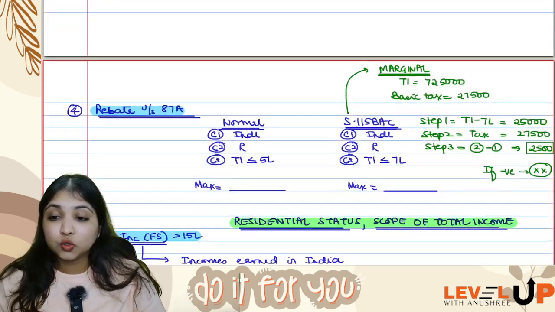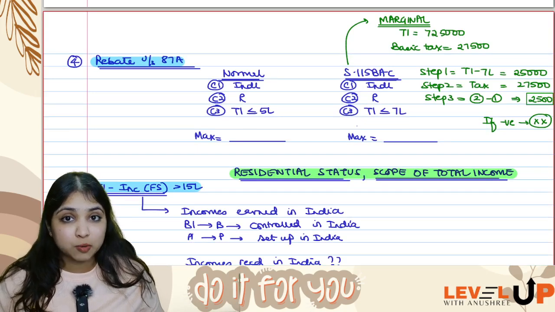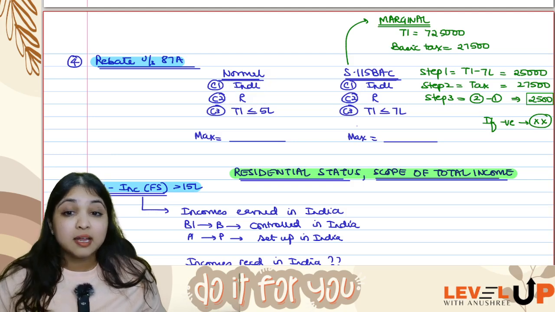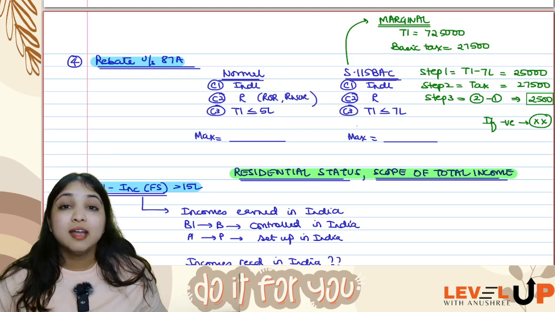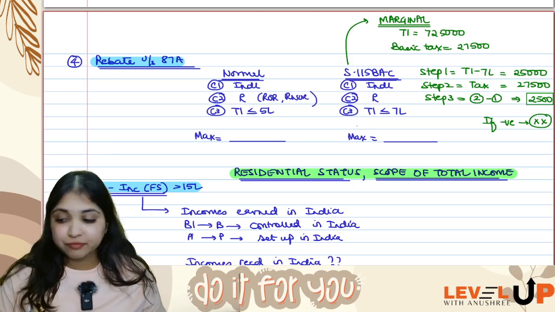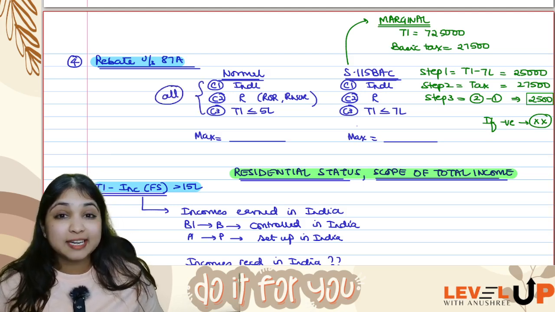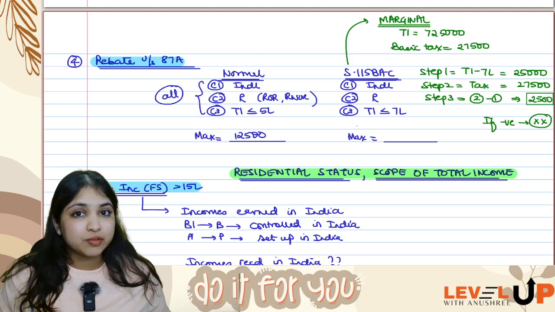Alright. Then taking you to the fourth point, rebate under section 87A. Now if your assessee is following normal provisions, condition 1, assessee must be an individual. Assessee must be a resident. Resident includes both ROR as well as RNOR. Alright. And total income should not exceed 5 lakhs. I have three conditions. If all the three conditions are fulfilled, then my assessee will enjoy 87A rebate, maximum 12,500. Individual, resident, total income within 5 lakhs.